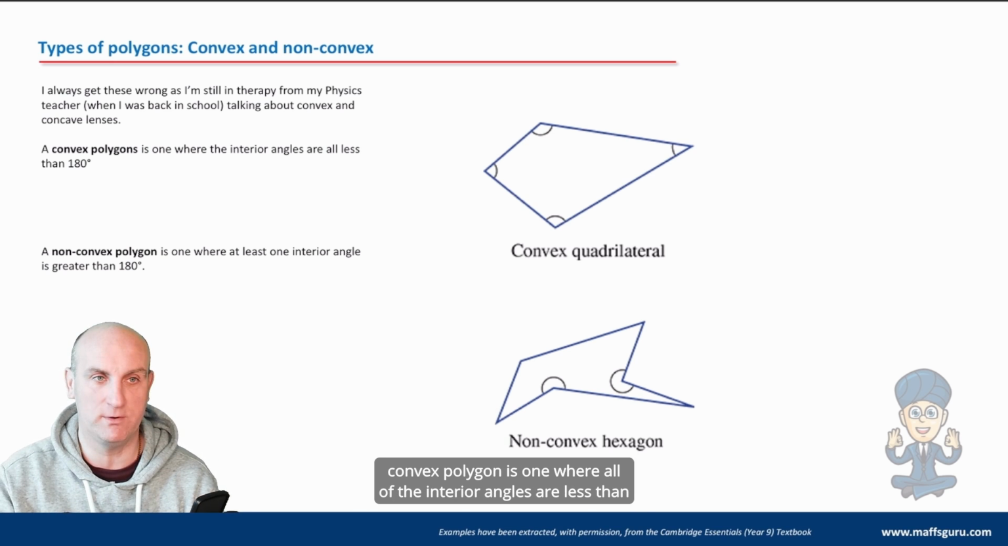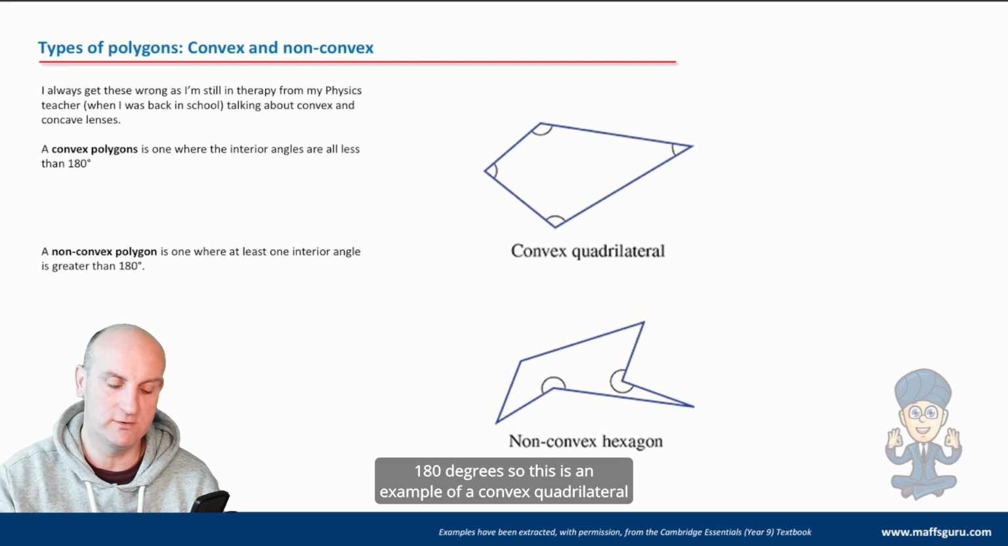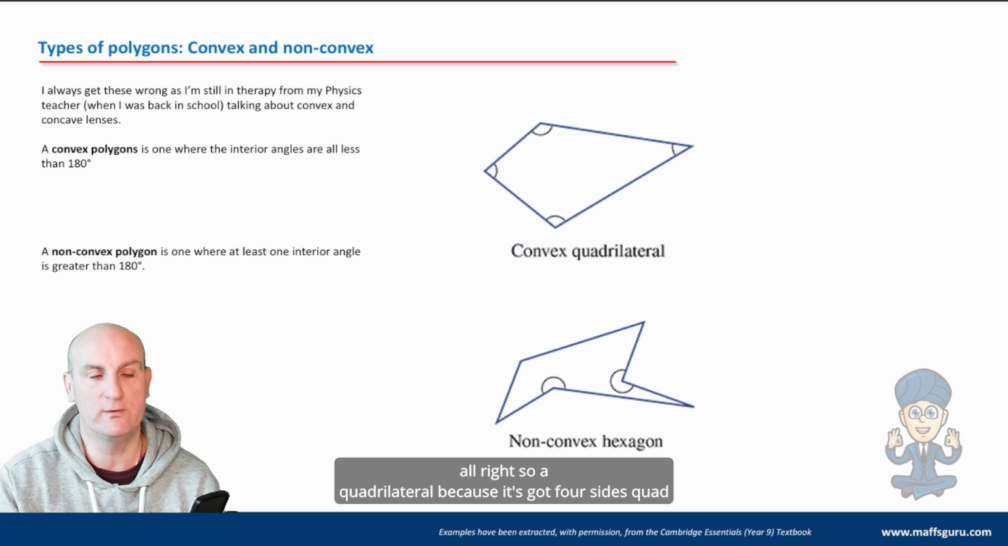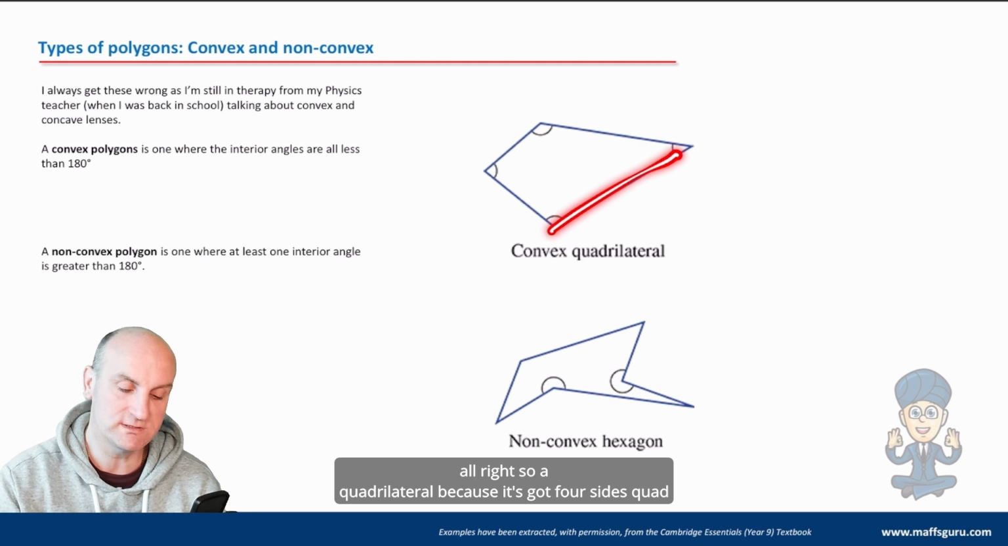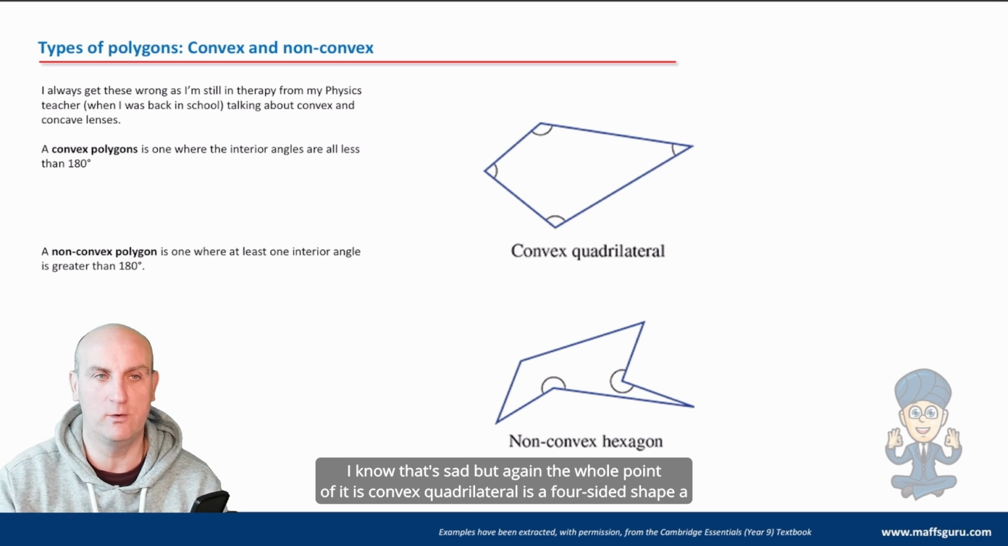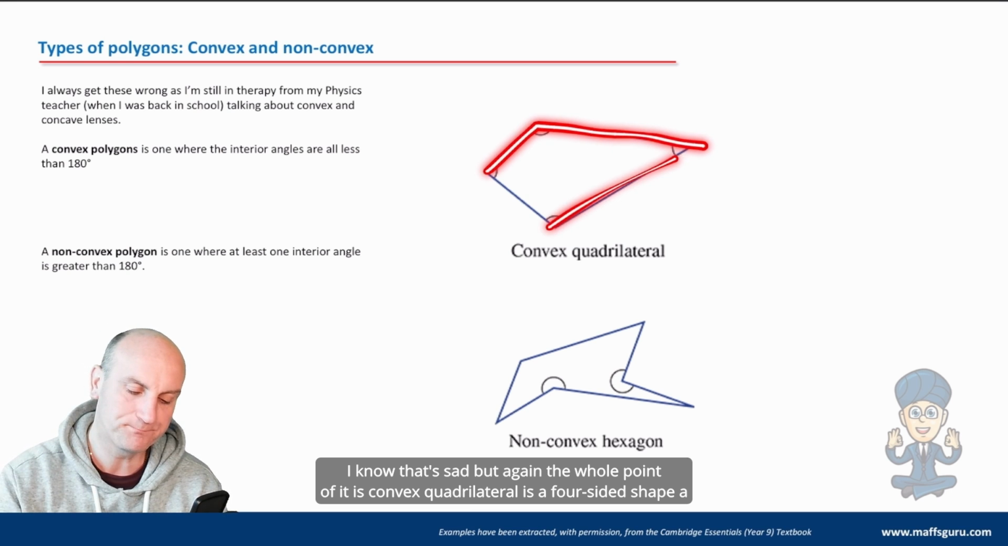Right, so a convex polygon is one where all of the interior angles are less than 180 degrees. So this is an example of a convex quadrilateral. All right, so a quadrilateral because it's got 4 sides. I know that's sad, but again, the whole point of it is a convex quadrilateral is a 4-sided shape.